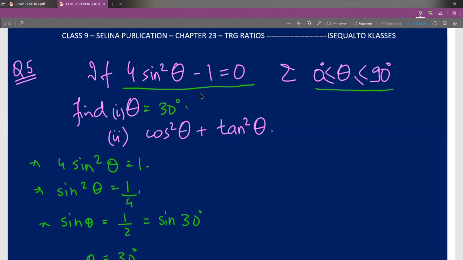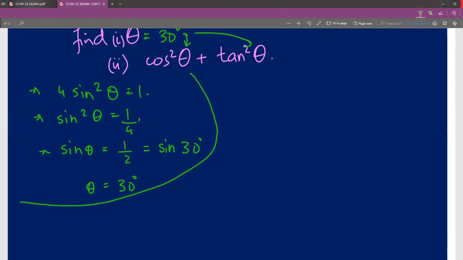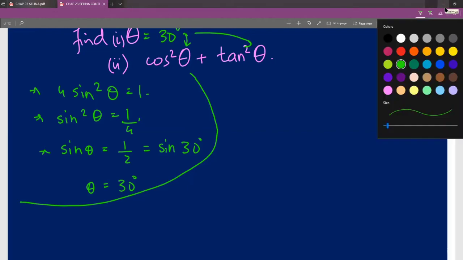Now in the second question, cos square theta degree plus tan square theta degree. So wherever there's theta degree, we'll substitute those values by 30 degree. So cos square 30 degree plus tan square 30 degree. So I'll solve the question in the right hand side. I'll change the color and then we'll move on forward. Let's change the color to pink.